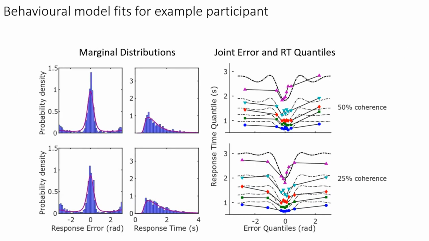So we model behavior with the circular diffusion model, and this is just the results from one example participant. So we have on the left here the marginal distribution, so the fits to the distributions of response error and response times. And on the right here is the quantile by quantile plots, so the joint distributions of response times and accuracy. So we have error quantiles on the x-axis and response time quantiles on the y-axis. And you can see a kind of slow error pattern here. So we have the most accurate responses are also the fastest.